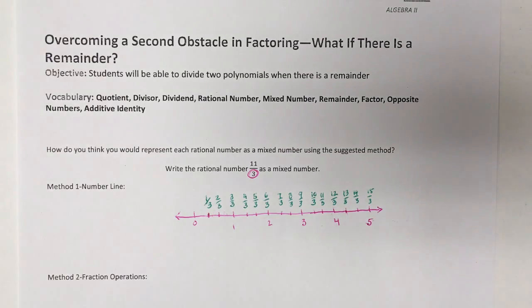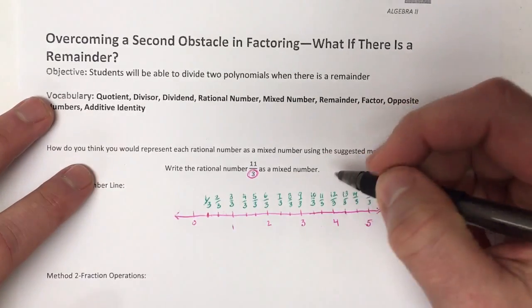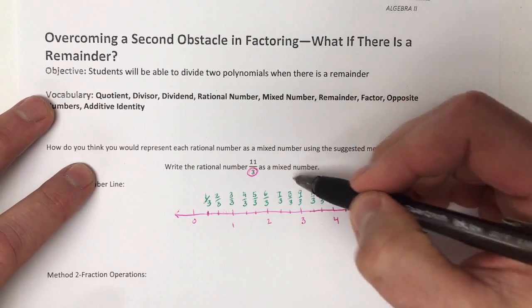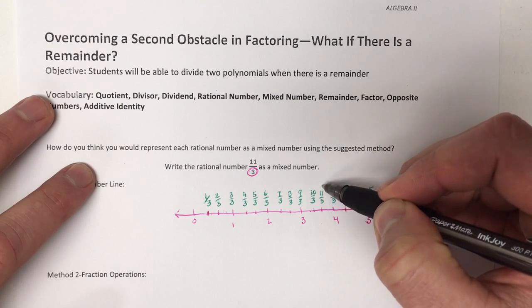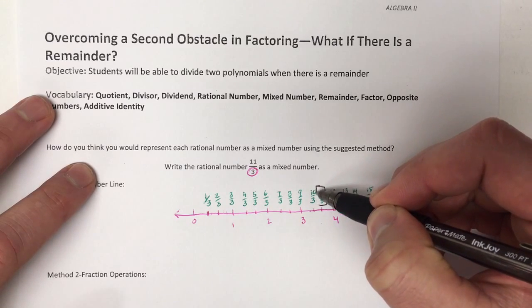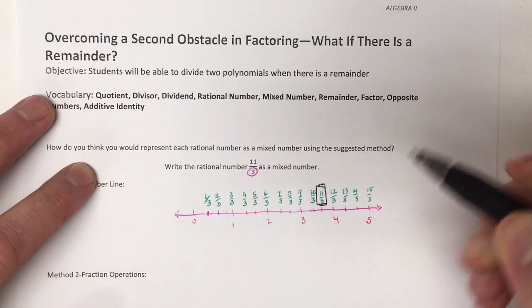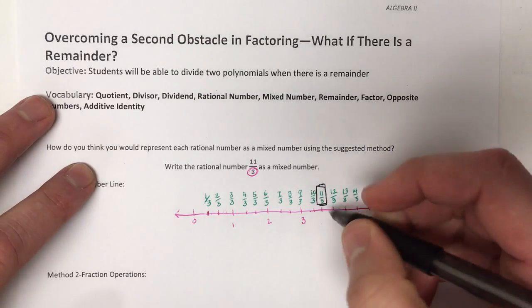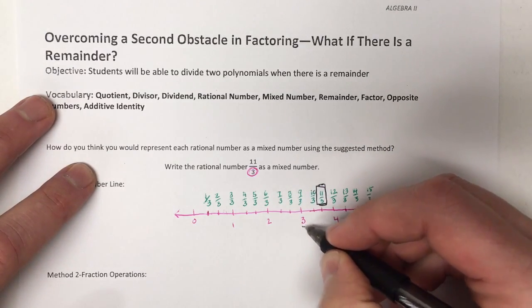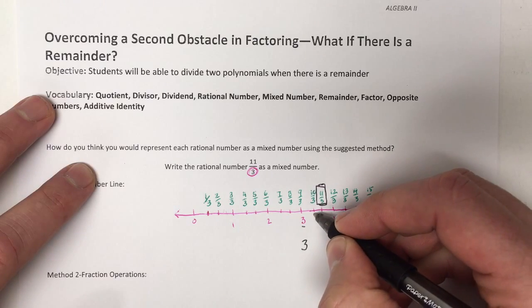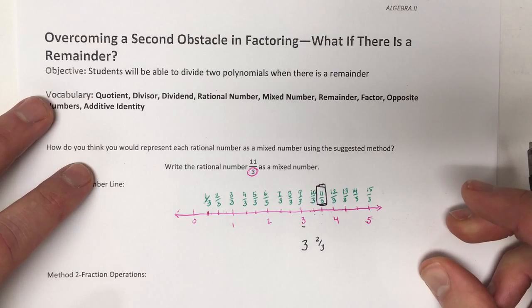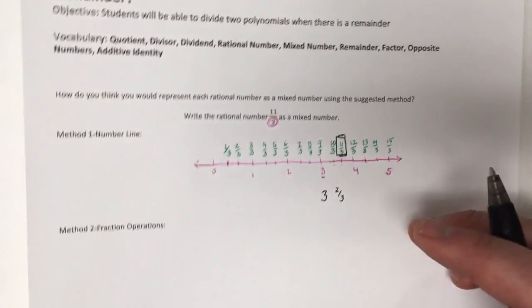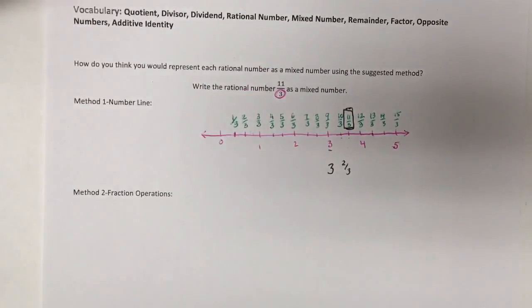If you want to see this represented in mixed numbers, I notice that 11/3 happens right here. So here's 11/3. Now, if I want a mixed number as opposed to an improper fraction, I notice that it started at 3, so it would be 3, and then 1, 2, 2/3. Okay. This is just to set you up so that you're familiar with how you want to view this.